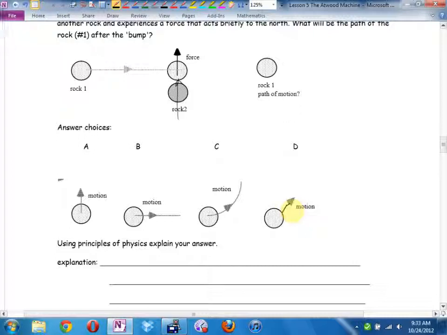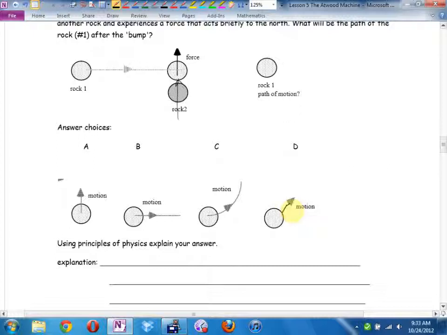After the collision, assuming the rocks are no longer in contact with each other, what do you think is right, A, B, C, or D? Zach says D. He blurts it out. He doesn't believe in democracy. He believes in dictatorship.